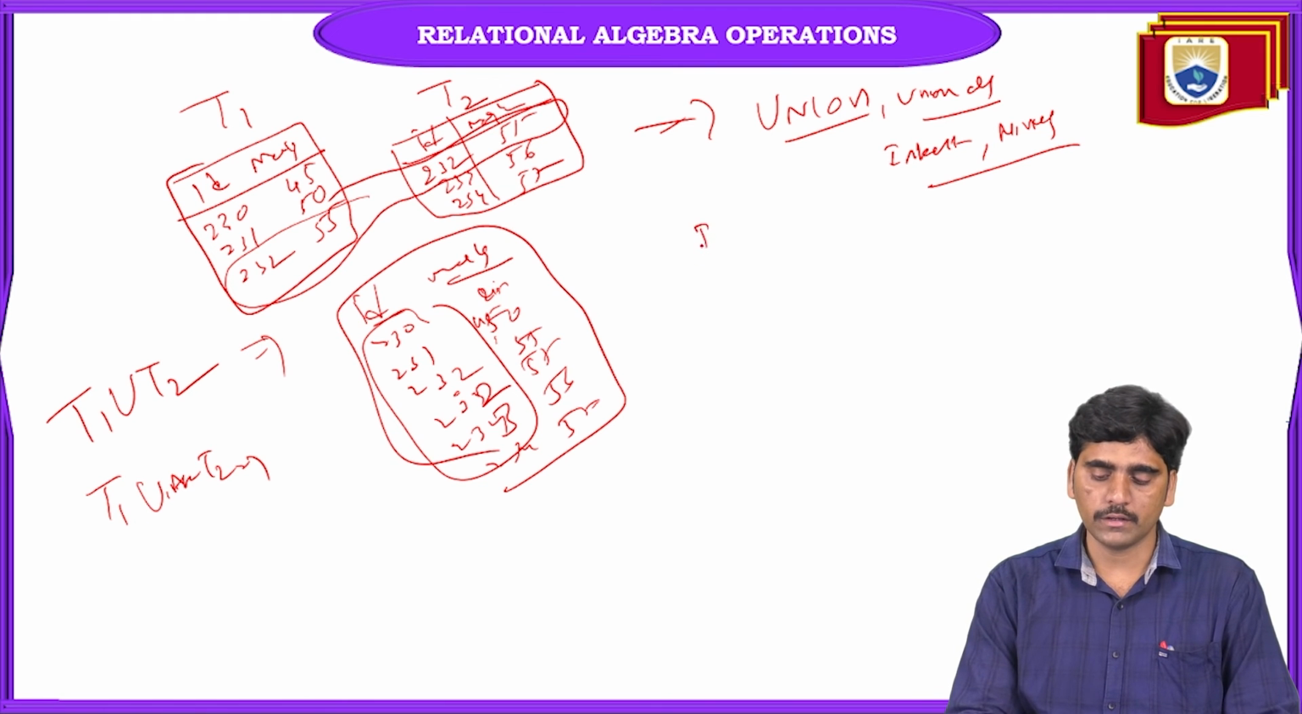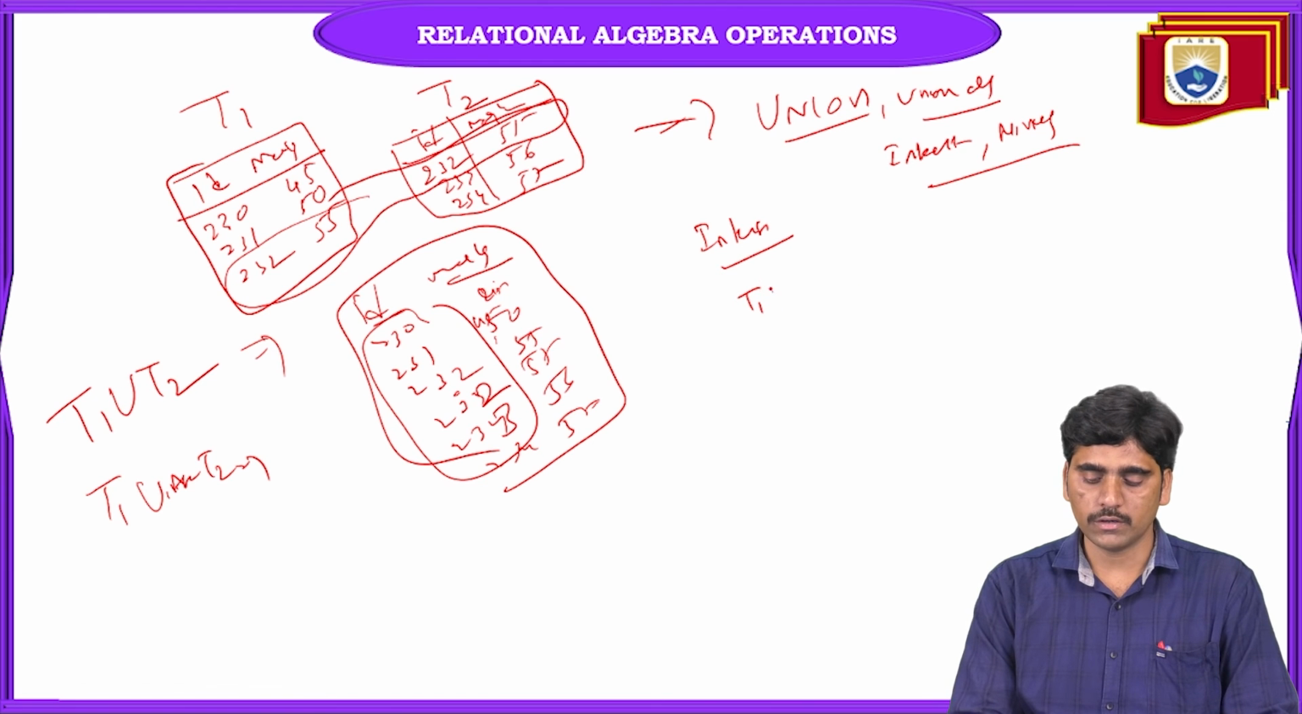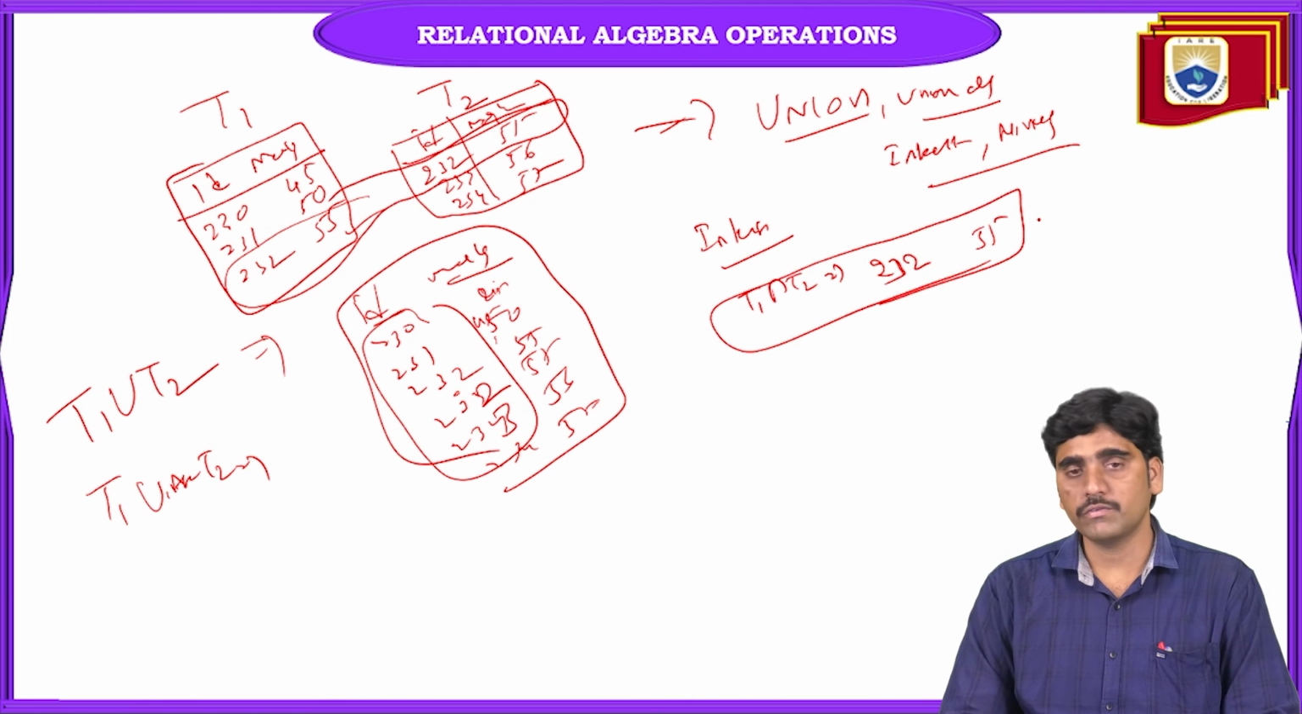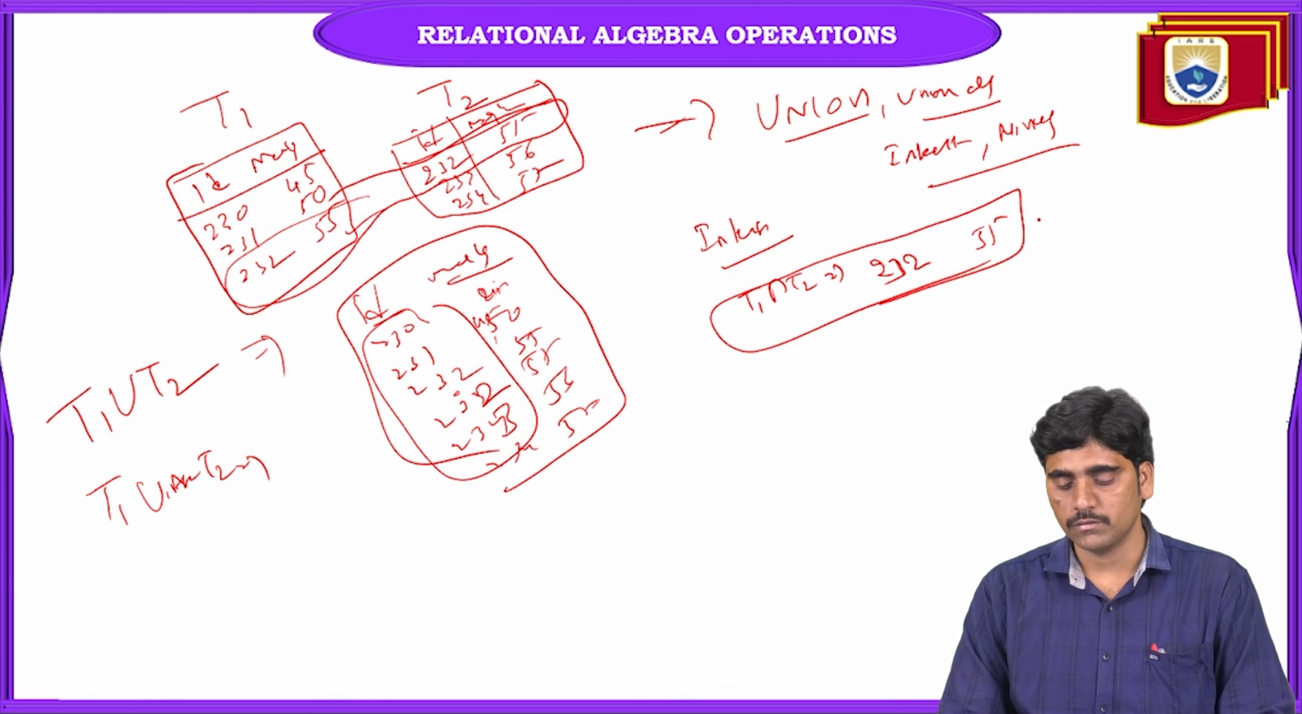Next, the intersect operator. It returns the common values from the two tables T1 and T2. The common value is 232 with 55 marks. So only this one value is going to be displayed.